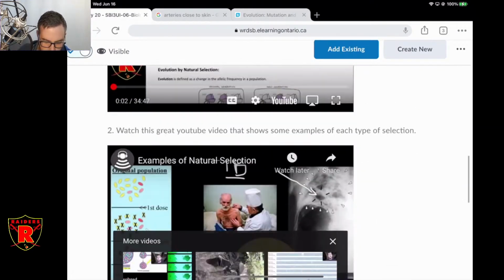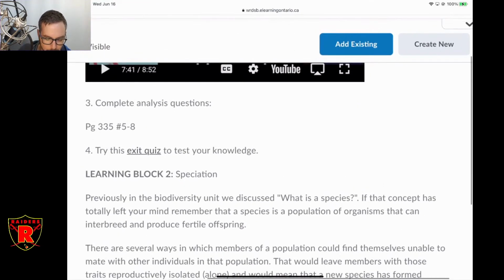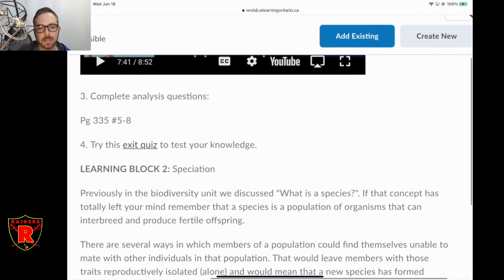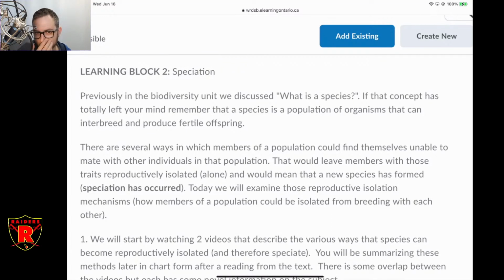The lesson's fairly brief. It's 34 minutes. You should probably have some extra time at the end. And there are a couple questions from the textbook and a little exit quiz to check your knowledge on the types of selection. Okay. In the second block, we're going to talk about, well, eventually, if you get these large-scale changes happening over time, maybe you're going to have enough change to cause a new species to form. That process is called speciation.